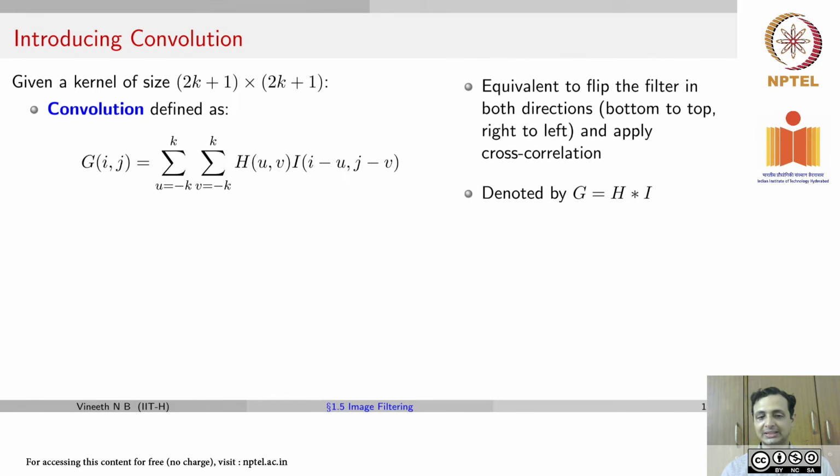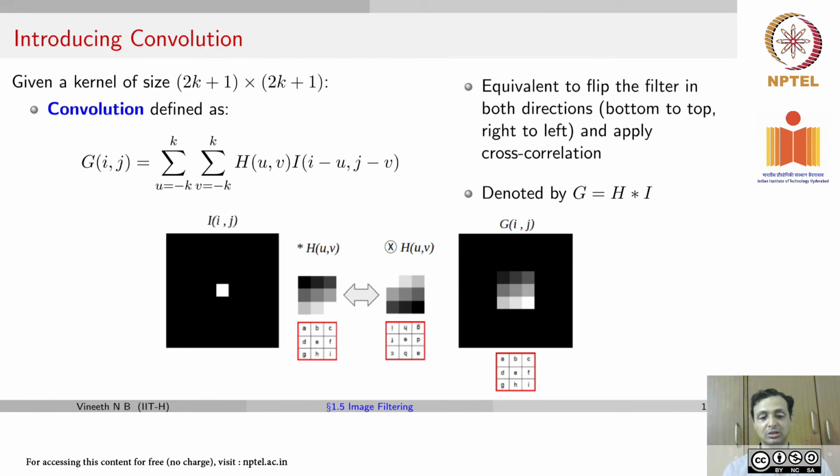Okay, so as I just mentioned, convolution is equivalent to flipping the filter in both directions, bottom to top and right to left, and then applying cross correlation. So convolution is typically denoted in this manner, where H is the filter and I is the image. So here is an example of how it works.